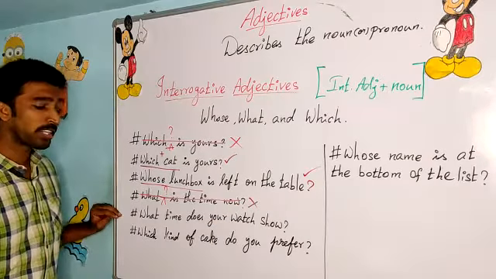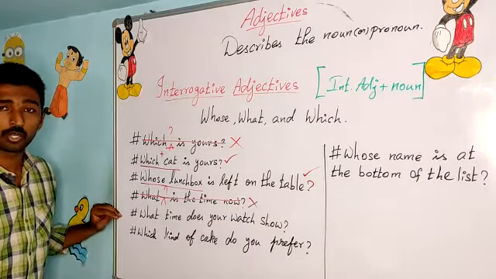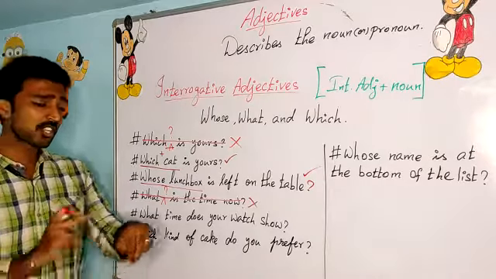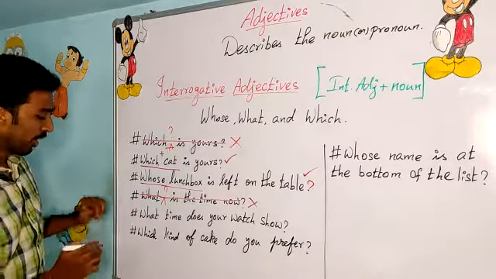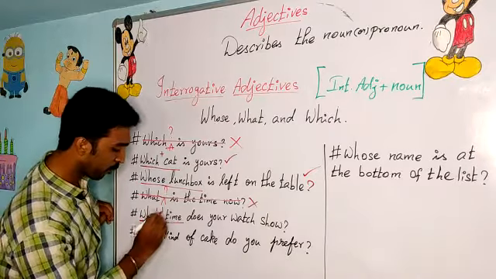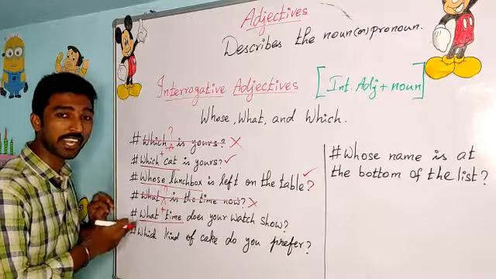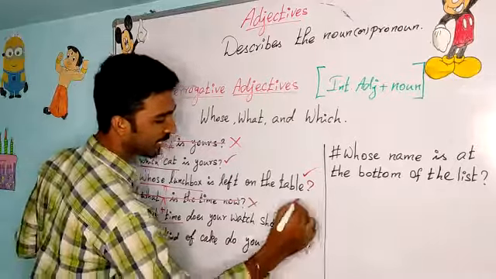Next, what time does your watch show? What time does your watch show? And what time? What plus noun, interrogative adjective plus noun, it's correct.